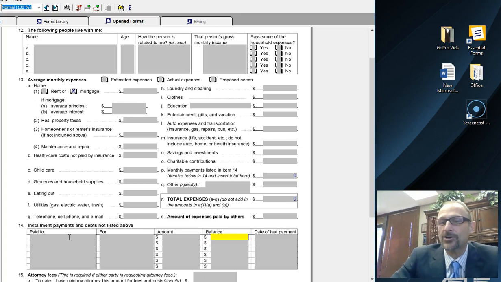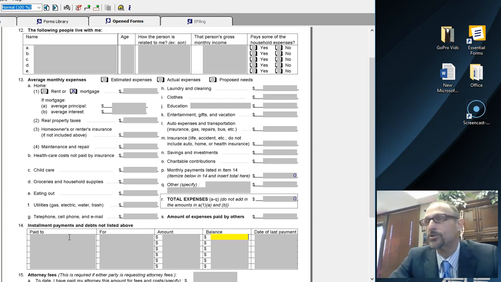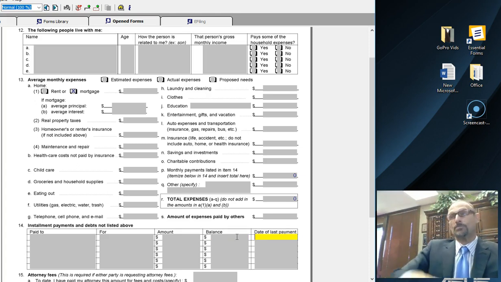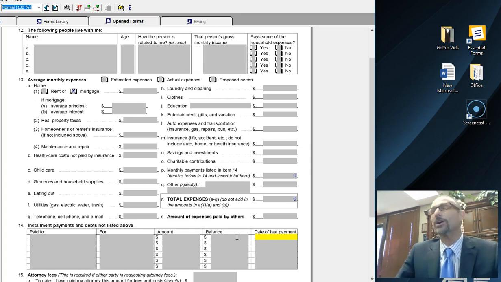Then balance. You're going to want to put the balance that you're carrying right now. So let's say you've got a balance on your Capital One credit card of $2,200, and normally you pay $200 a month, you put 200 under amount, and 2,200 or whatever your balance is under balance. And then under date of last payment, if it's been a couple months that you've paid, try to put the payment date, or at least the last month that you made that payment. If you're current on your bill and you remain current, you can write current in that space.